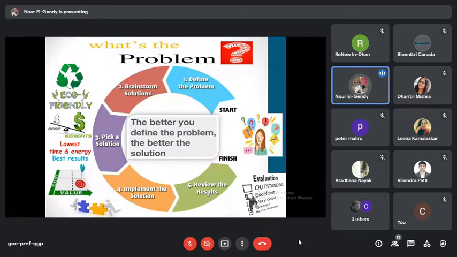First, you should define your problem to find a better solution. The steps to reach the best available solution are: define your problem, do brainstorming to find the best solutions, which should be sustainable, eco-friendly, and cost-effective, that means reaching the best results with the consumption of the lowest amount of time and energy. So, a highly qualified solution for your problem. Then try to implement this solution and review your results to evaluate it and see if it's really solving the problem in a cost-effective way or not.